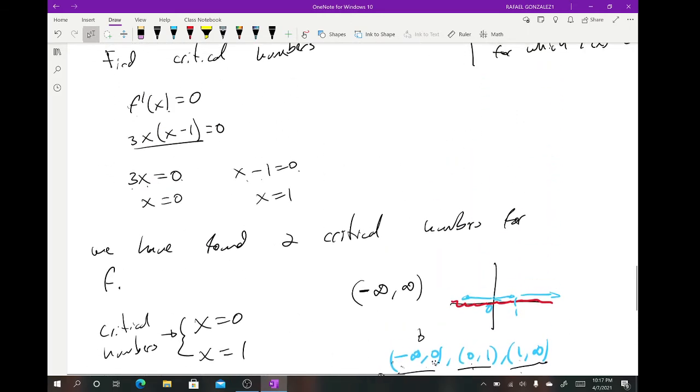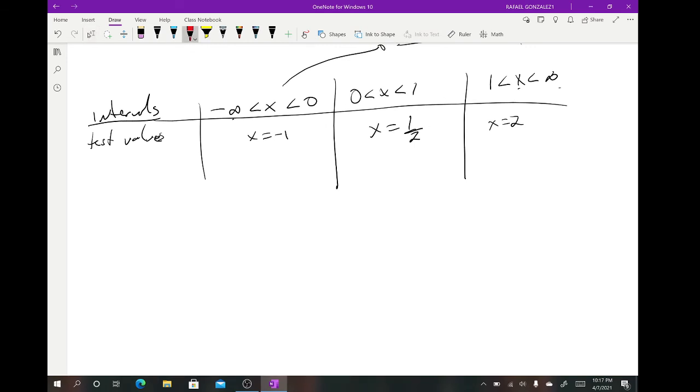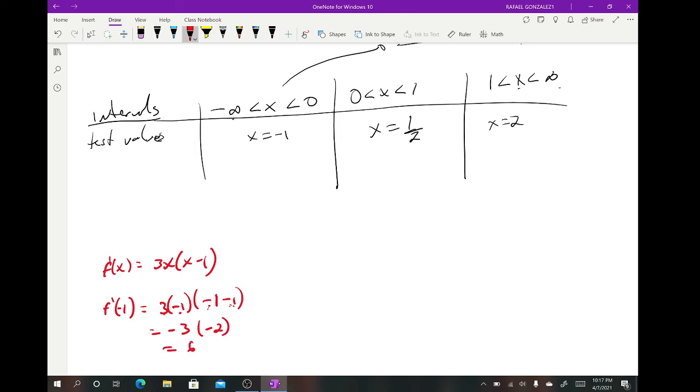Well, what was the derivative? The derivative was 3x times x minus 1. So remember, f prime of x is equal to 3x times (x minus 1). If I'm working with the first test value, which is minus 1, I have 3 times minus 1 times (minus 1 minus 1). Well, 3 times minus 1 is negative 3. Minus 1 minus 1 will give us negative 2. So this is going to give us 6.